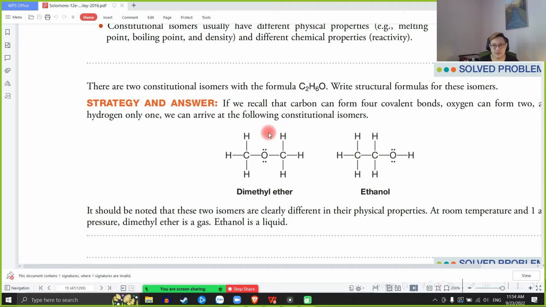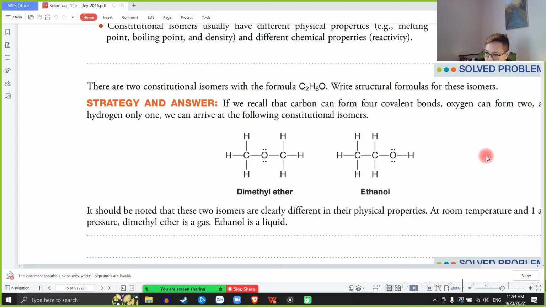So look at this one. First, write the carbon first. So you have CH3 here, and oxygen in the middle. This is one of them. And if the oxygen moves to the right, you have this case of ethanol. Okay. Just try it and you will see. So two of those is correct.